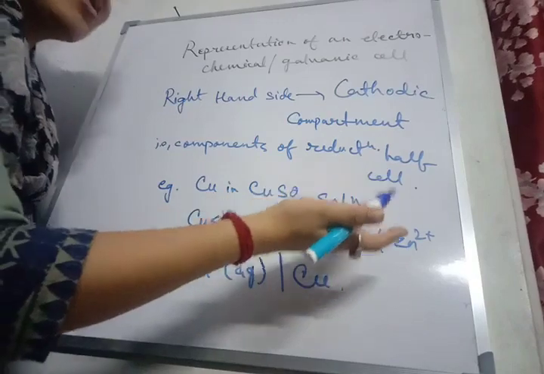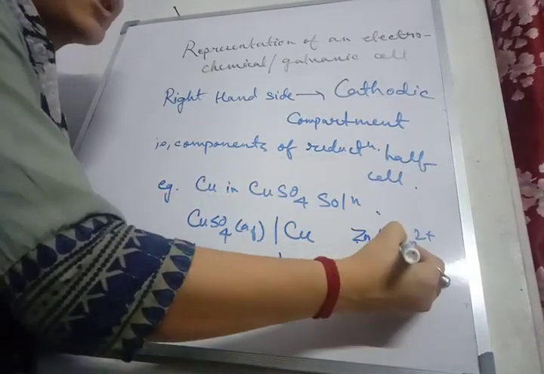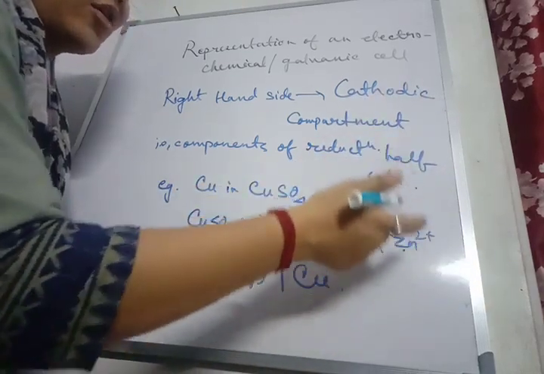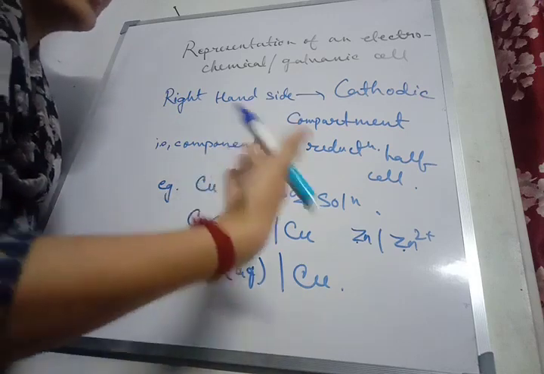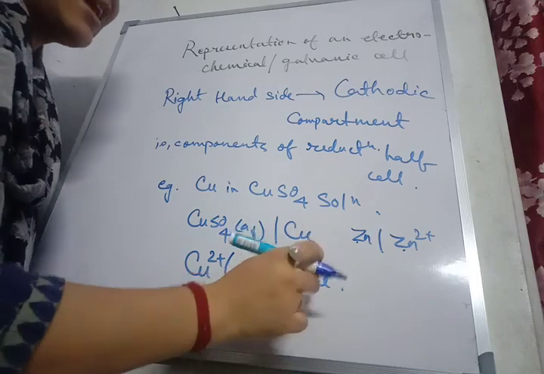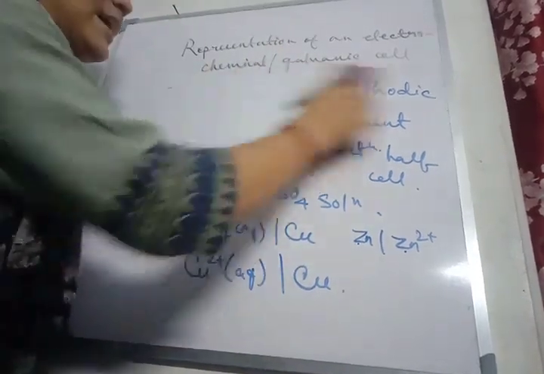Why? Because in the oxidation half cell, oxidation occurs. That means Zn will get converted to Zn2+. That's why we are writing this on the right hand side of the line. In case of reduction, Cu2+ gets converted to Cu, so this we are writing on the left and the final product we are writing on the right of the vertical line. Now we will write the entire notation.